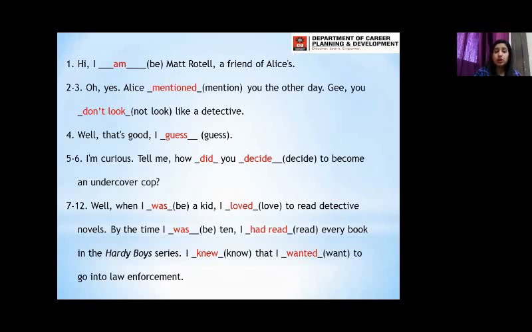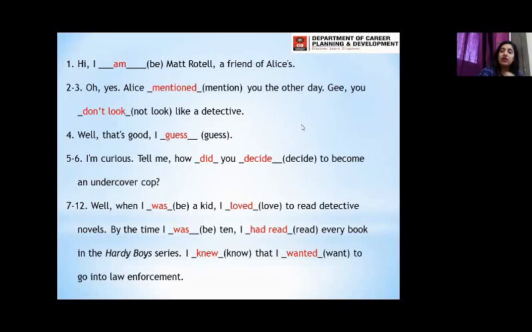"Gee, you don't look like a detective." Now, again, in this sentence, he is replying in the present tense, because we are having the conversation in the present tense. In the first half, he is referring to a conversation that has happened in the past, so that's why it is "mentioned." And after that, we have again traveled back to the present tense. "Well, that's good, I guess." So again, "guess" is in the present tense.